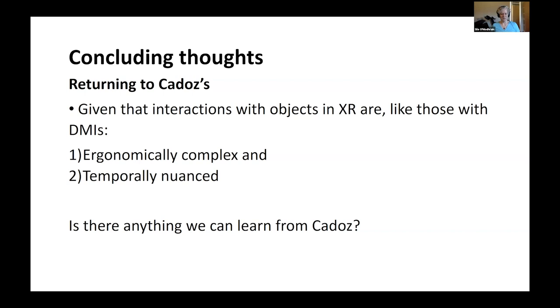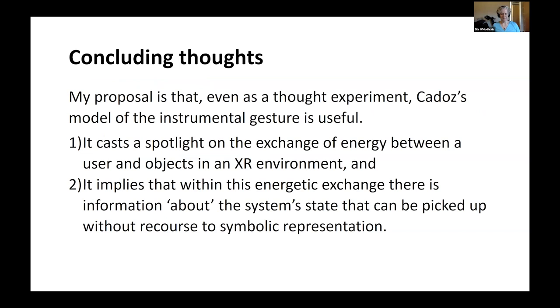So the question then is, can this model teach us anything that we could bring into XR? My proposal is that, even as a thought experiment, this is useful because it casts a spotlight on how energy is exchanged across an interactive boundary between a physical object and an underlying digital representation. And it implies that within this energetic exchange, whether it's actually mechanically coupled or even mapped, there can be information relayed back to the user through the haptic channel that could inform them about the change in state of the underlying digital representation.